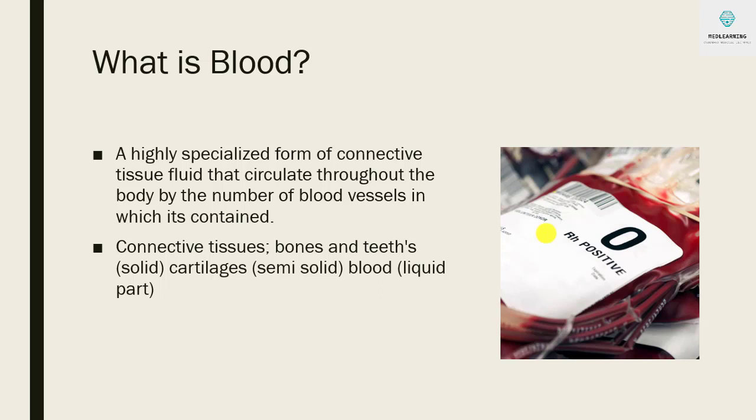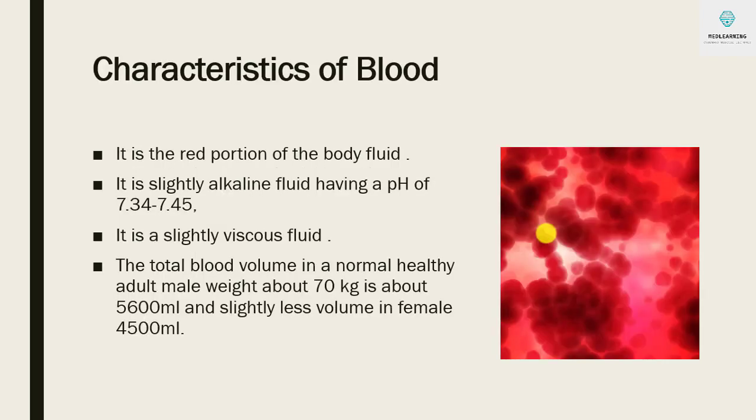So if I talk about the characteristics of blood, it is the red portion of the body fluid. The red portion of the body fluid is called blood. And why is it red? It is because of hemoglobin. The pH of blood is slightly alkaline or slightly basic, between 7.34 and 7.45, and it is also slightly viscous.